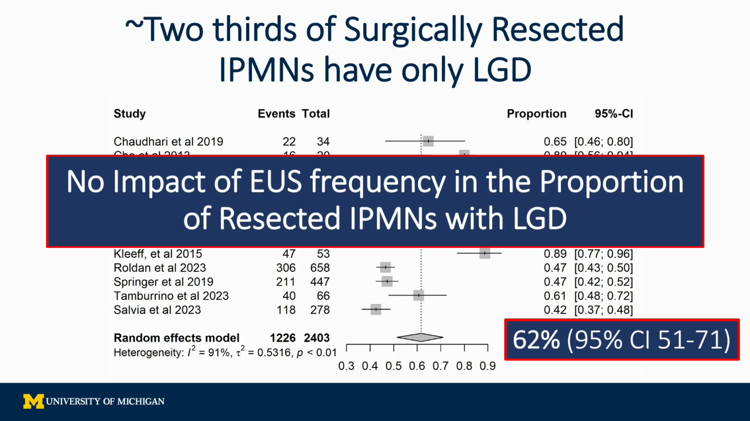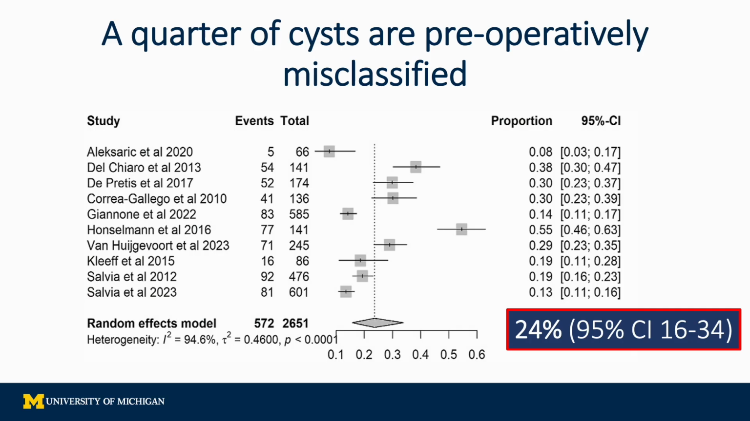Now, granted, this study did not look at the novel technologies that we have to add to reduce these unnecessary surgical resections for low-grade dysplasia. But again, it's important to recognize that EUS alone with conventional technologies will not help us to decrease this problem.